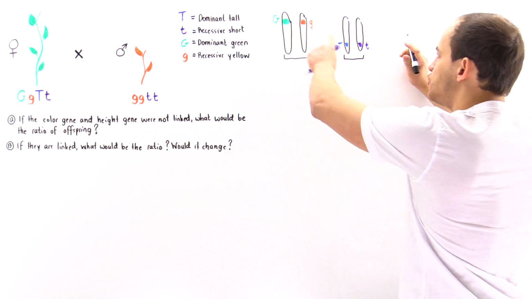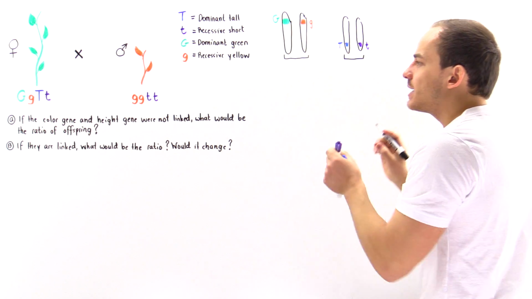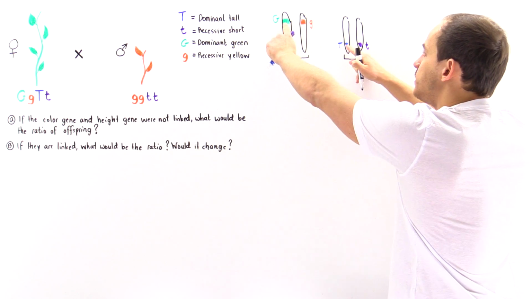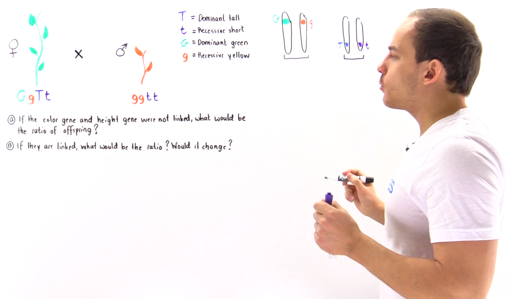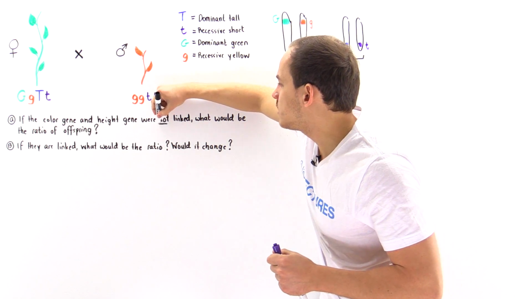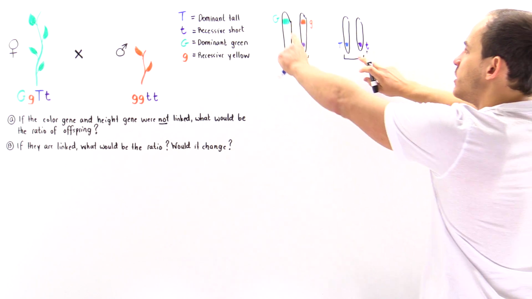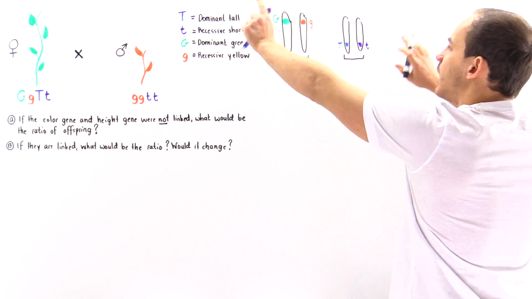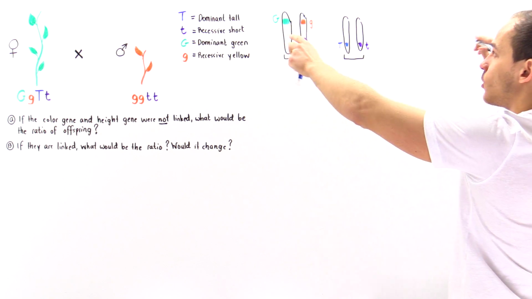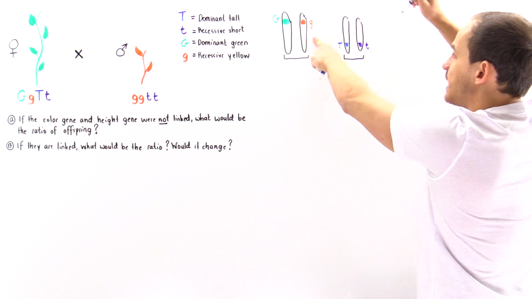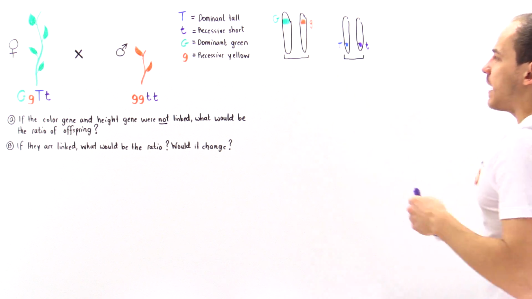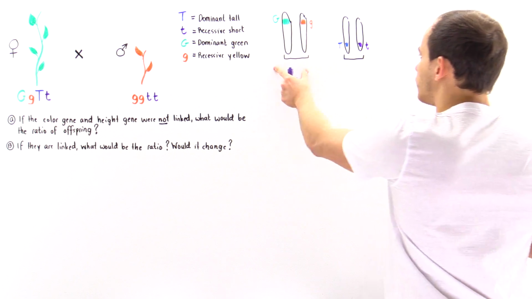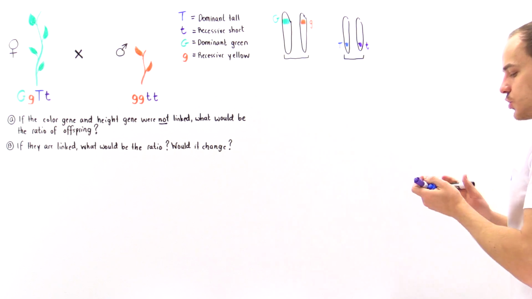And these genes are not linked, because if they were linked, as we'll see in the next lecture, these would be found on the same exact chromosome. But because they are not linked, what that means is this uppercase G and lowercase t are found on different chromosomes, in the same way that this lowercase g and lowercase t are also found on different chromosomes. So we have chromosome number one, chromosome number two.